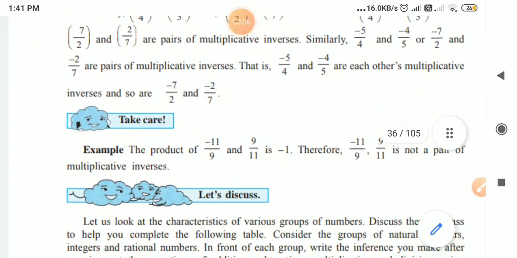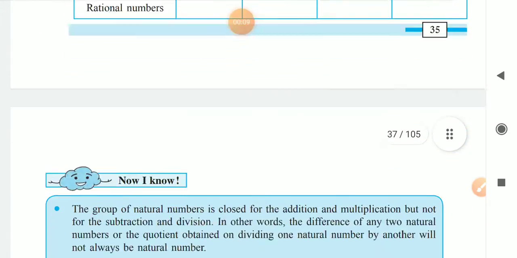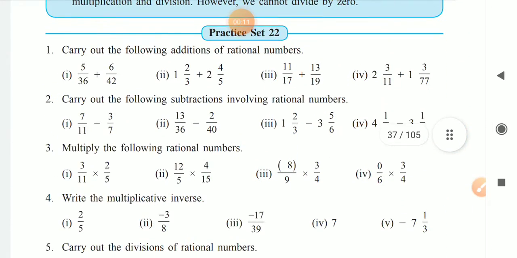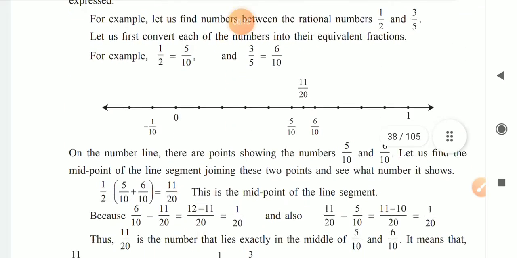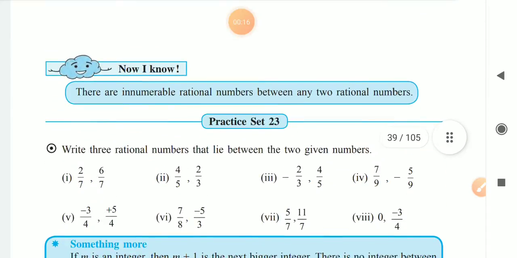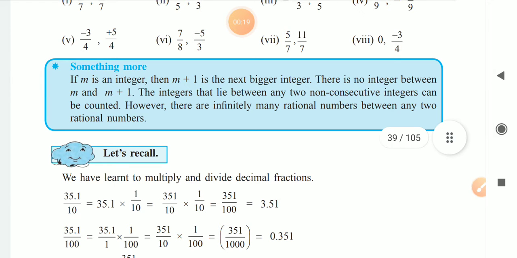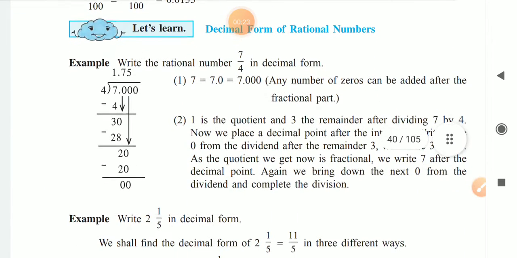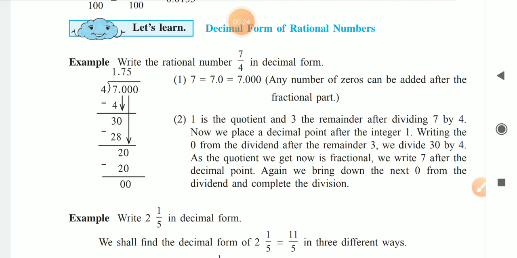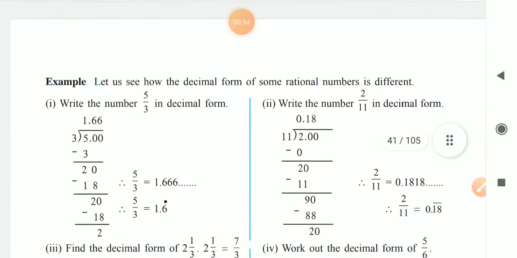Under this lesson we have seen how to do the addition of rational numbers. We have seen division, subtraction, multiplication, and how to compare rational numbers. After that we also saw how to convert rational numbers, and how to write a rational number in decimal form. That we also saw in the last lecture.